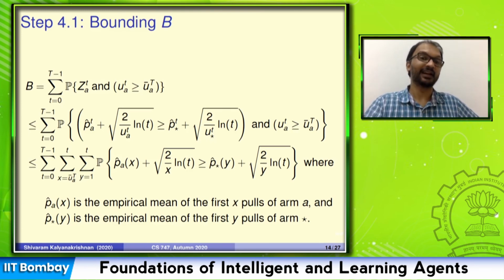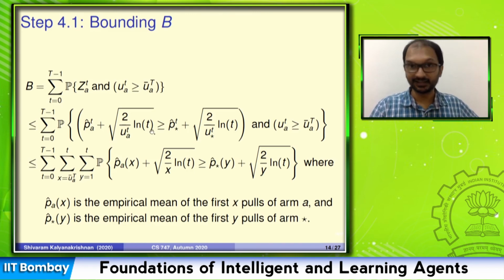Another time you run it, maybe at the same time t, arm A has been pulled 57 times and arm star has been pulled 3 times. We don't know what these are. So we are accounting for all possible configurations of numbers of pulls to have happened. So if this has happened, then certainly one of these things must have happened.